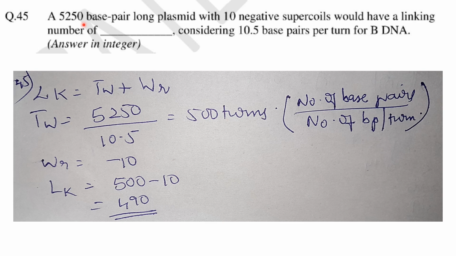Then next one. A 5250 base pair long plasmid with 10 negative supercoils would have a linking number of dash, considering 10.5 base pairs per turn of B-DNA. So linking number is given by twist plus writhe. It is given that it is 10 negative supercoils, so writhe will be minus 10. Twist you have to find using the formula number of base pairs by number of base pairs per turn. So 5250 divided by 10.5 will give you 500 turns. Now calculate the linking number. 500 minus 10 is equal to 490.